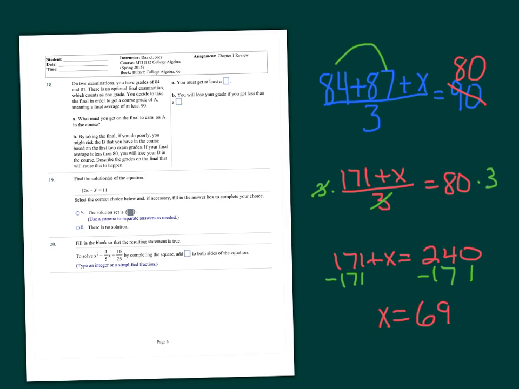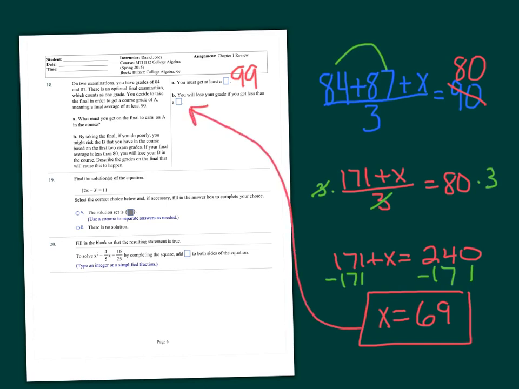Okay, so on the first one, we found out that we needed to get a 99 to get an A, and to get a B, we've got to get at least a 69. So you'll lose your grade if you get less than a 69.